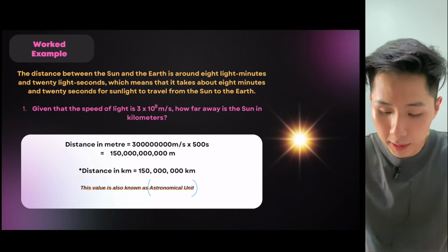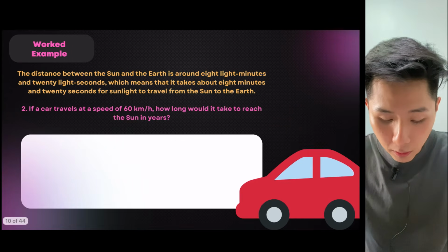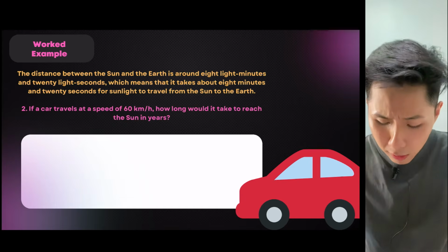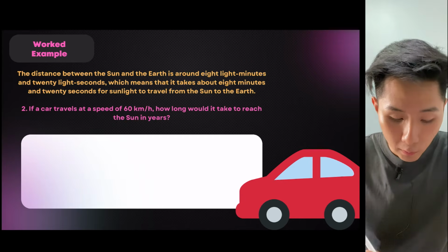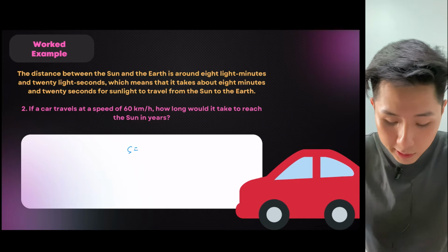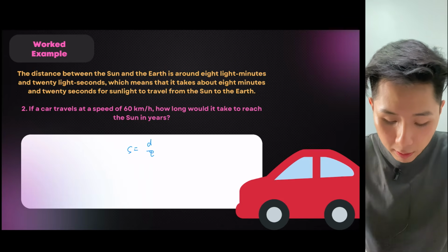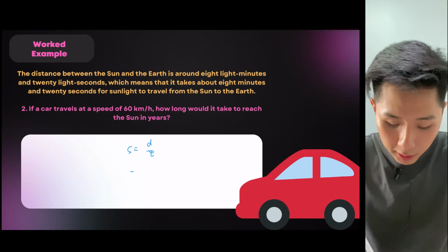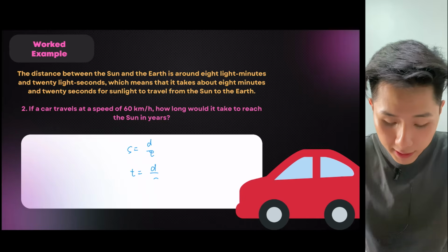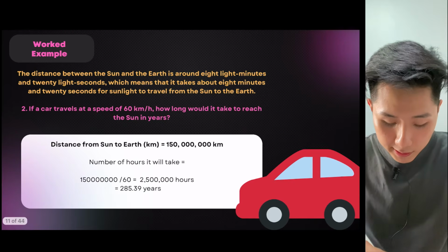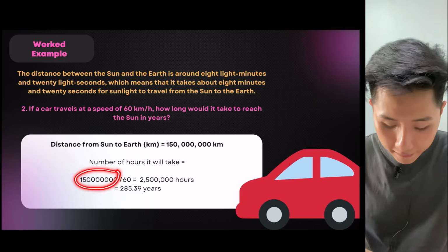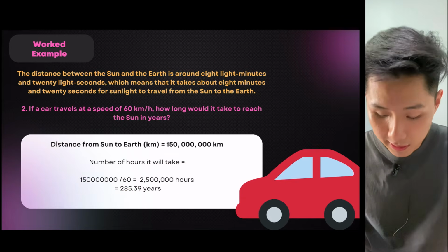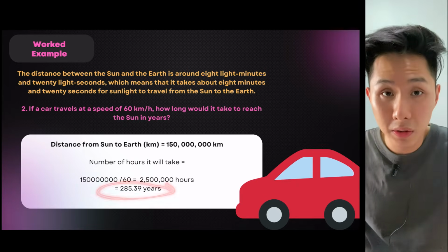The astronomical unit. All right, so the second question, if a car travels at a speed of 60 kilometers per hour, which is pretty slow, how long would it take to reach the sun? So again, we have speed equal to distance over time. We already got the speed and the distance. We want to calculate the time, which will be distance over speed. So we put everything into the formula. Just use the distance that we calculated and then divide it by 60. Then you'll get this, the amount of hours it needs for the car to travel.